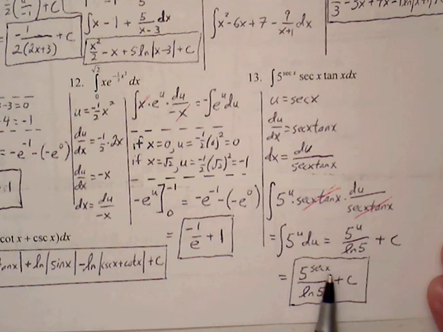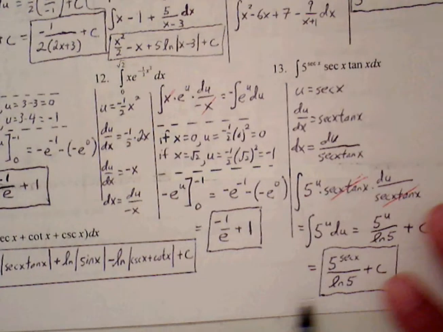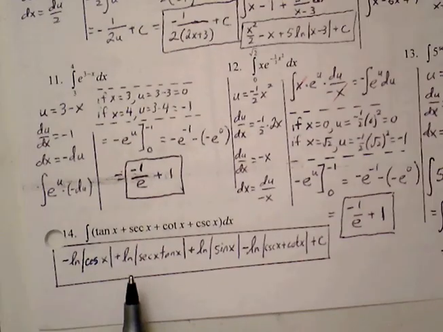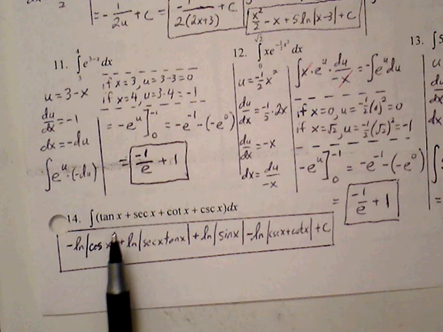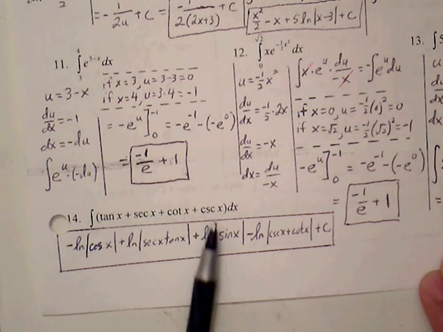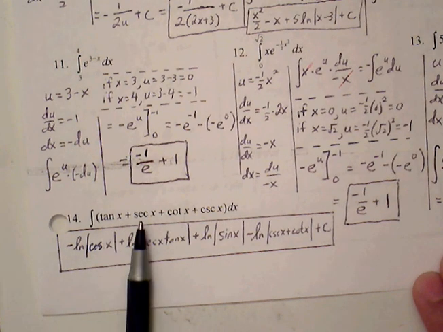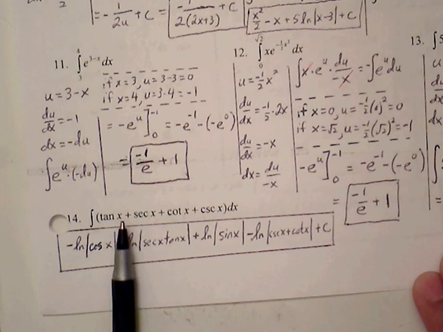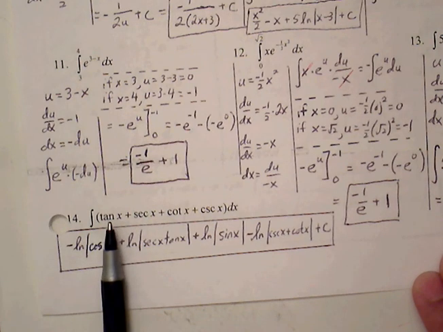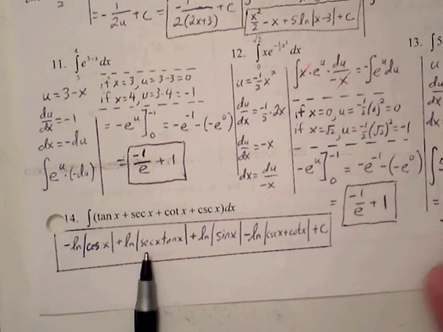Right. Last problem here. This is just simply seeing if we can recall all the trig rules. This is already split up into individual terms separated by plus or minus, and all these are going to be log rules. So tangent of x is simply negative natural log of cosine of x. Secant is simply natural log of secant plus tangent of x. So I left out a plus here.